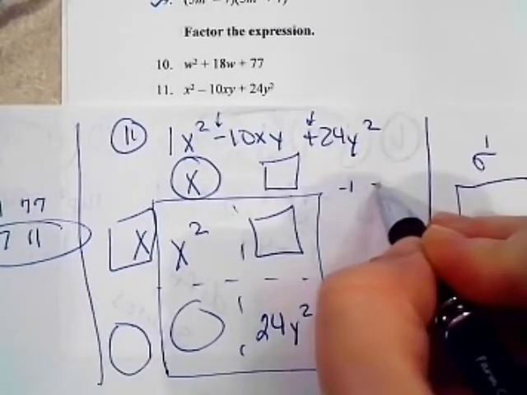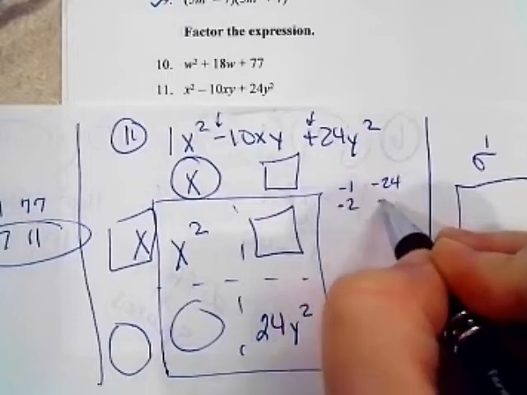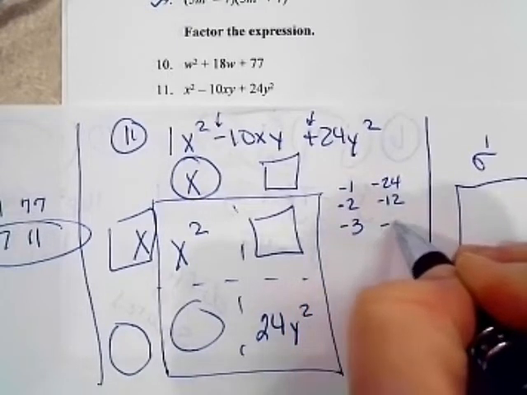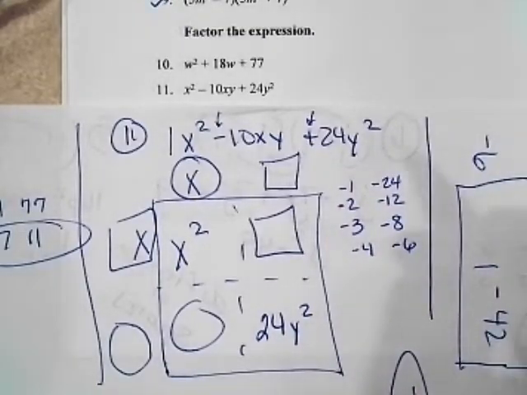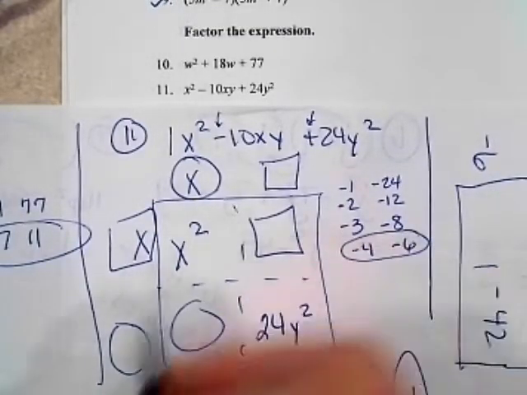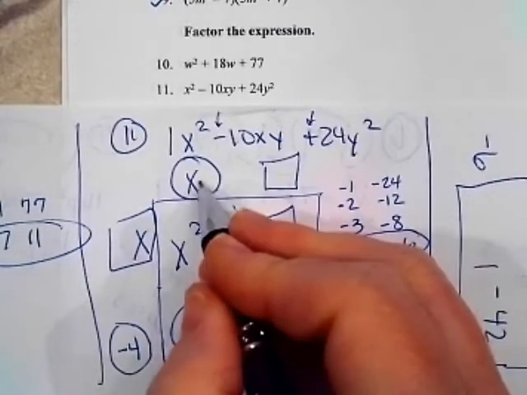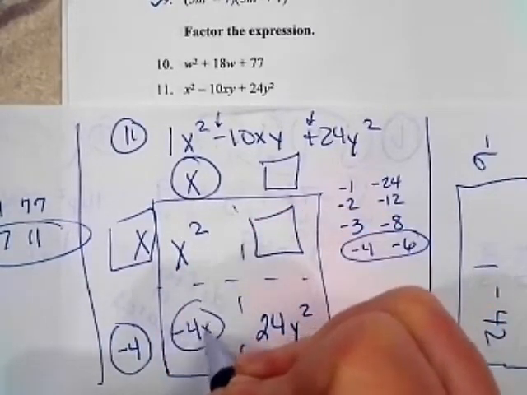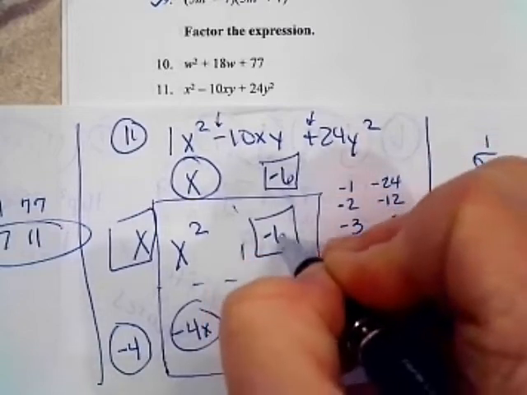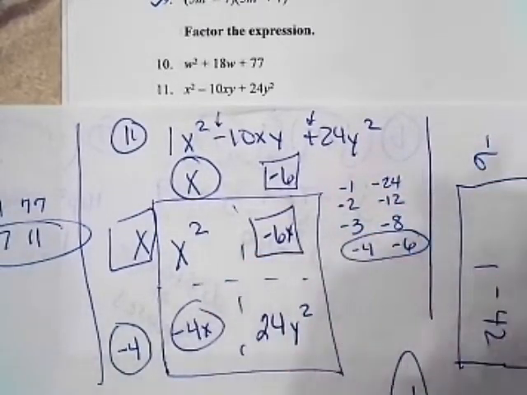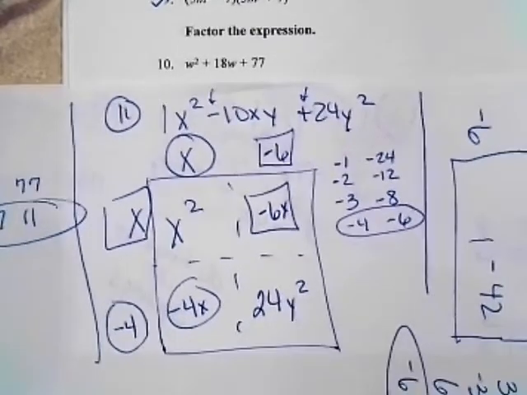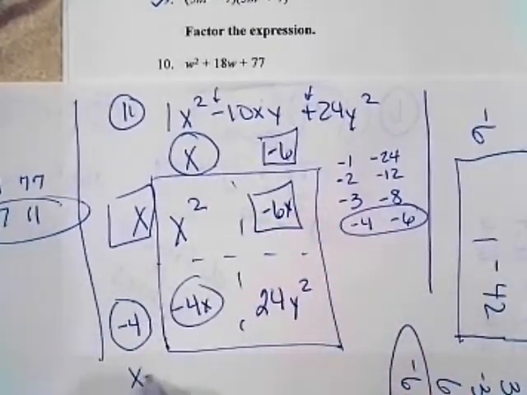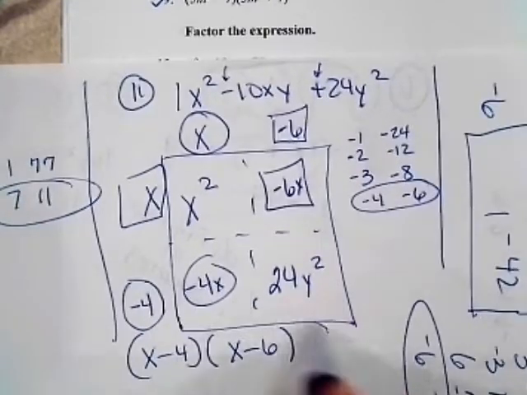So it's negative 1 and negative 24, negative 2 and negative 12, negative 3 and negative 8, or negative 4 and negative 6. Which pair? Negative 4. When I multiply here, I'm going to get negative 4x, negative 6, and together they make negative 10. So the answer to number 11 is x minus 4 times x minus 6. That's my answer right there.